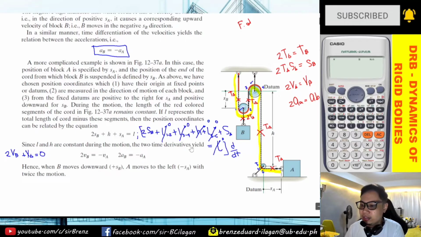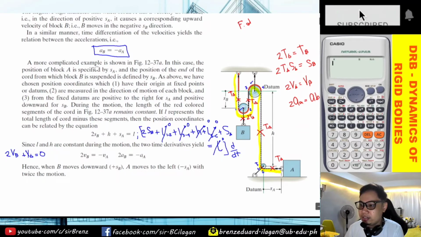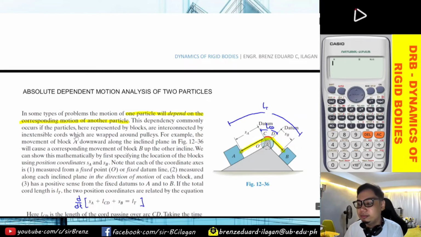Okay? So yun lang. Ito yung isang approach using the work energy equation. And then yung isa, using this method, yung tinatawag dito na absolute dependent motion analysis of two particles, from which, again, yung isang particle depend on the corresponding motion of the another particle. Okay?